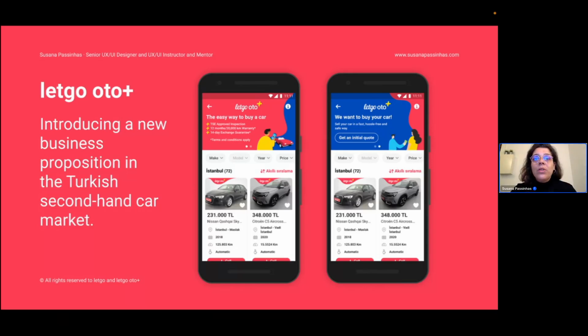Let Go was sold to OfferUp in the United States, and we were really big in Turkey, in the Turkish market. It was very famous, very popular. I don't know if there's anybody here from Turkey, but I remember in the past meeting people from Turkey, and when I said I'm a designer at Let Go, they all knew Let Go. So it was really big there.